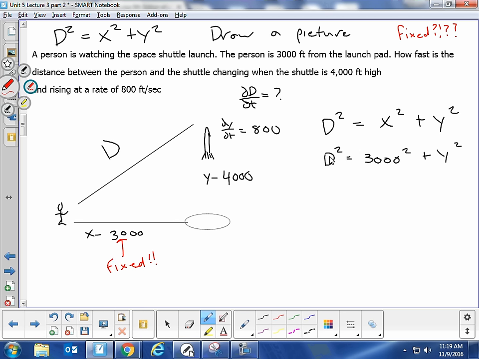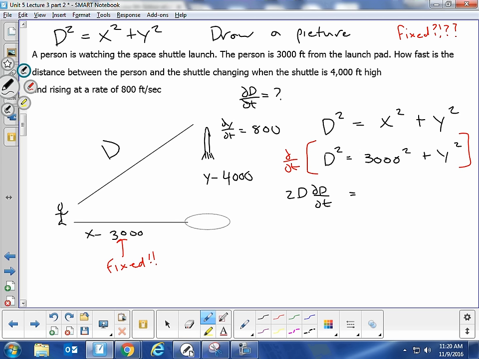Now, I don't want to solve for d and take the square root of both sides, because that derivative will be complicated. I'm going to keep it as d squared, and take the derivative of that d squared. The derivative of d squared would be 2d dD/dt. A lot of d's, but one's capital, one's not really a d. It's like a change. Now, what's the derivative of 3,000 squared?